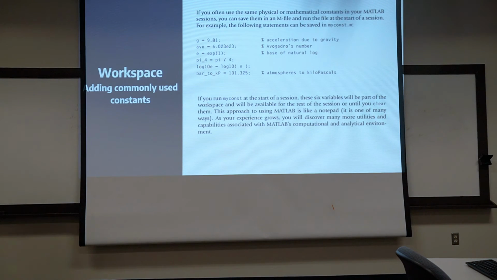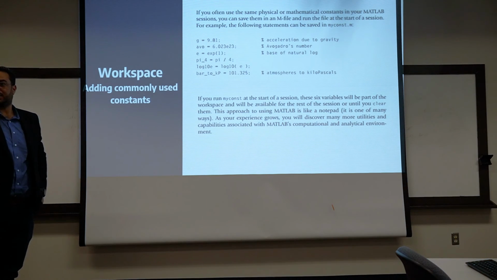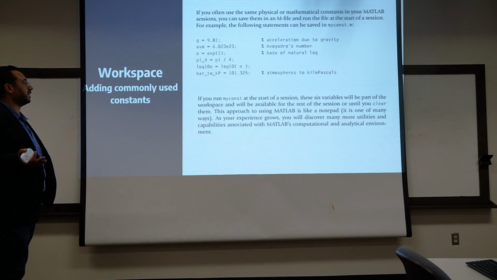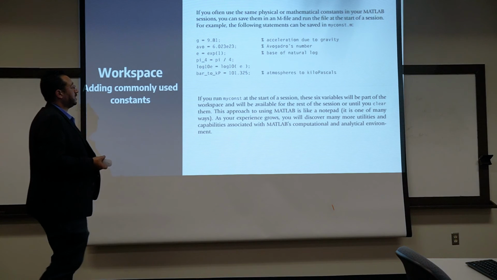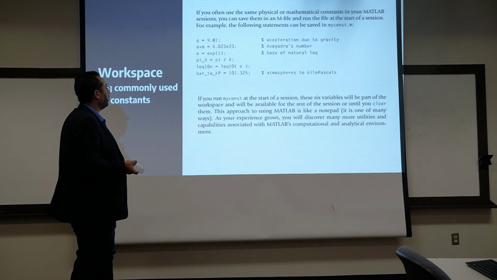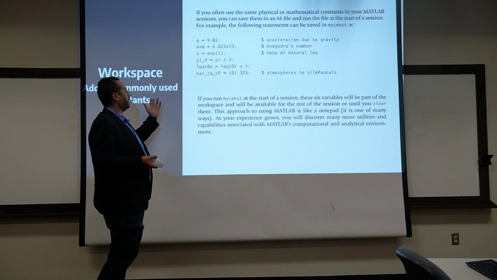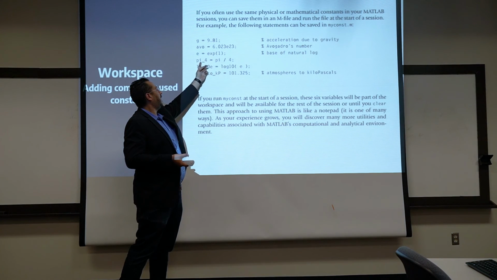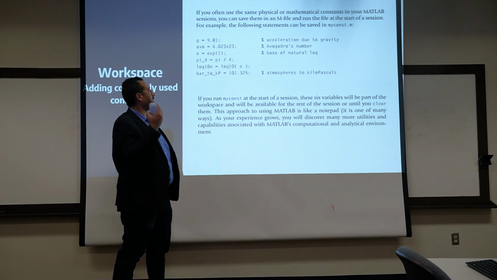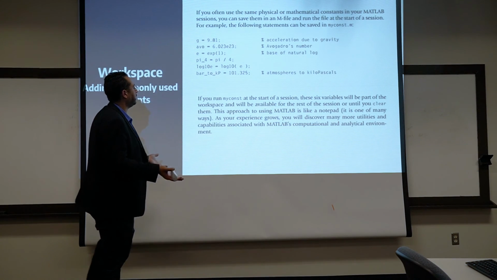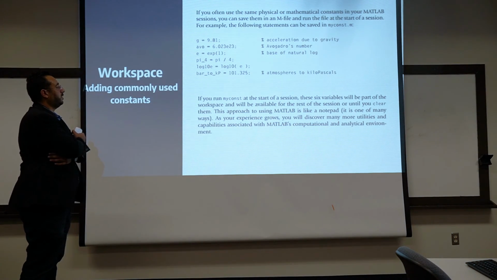Now there's a beautiful thing in MATLAB as well. In your workspace, you can add commonly used constants. MATLAB doesn't know what G is, that equals 9.81, the physical G. It doesn't know the Avogadro number. It doesn't know the base of the natural log. The only thing it knows is pi, but you can say pi underscore 4, which is pi over 4, because I use it a lot in my calculations, and so you can assign that.